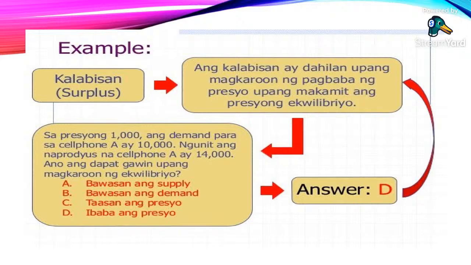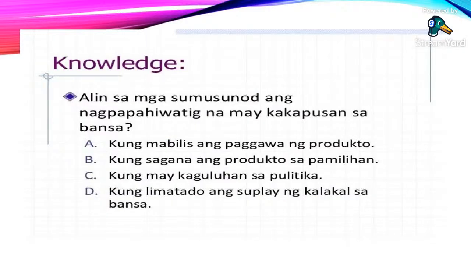Now, the students will be able to answer this if they know this concept. Yung ang kalabisan ay dahilan upang magkaroon ng pagbaba ng presyo upang makamit ang presyong equilibrio. Okay? And the answer here would be E. Okay? So, simple lang yun.